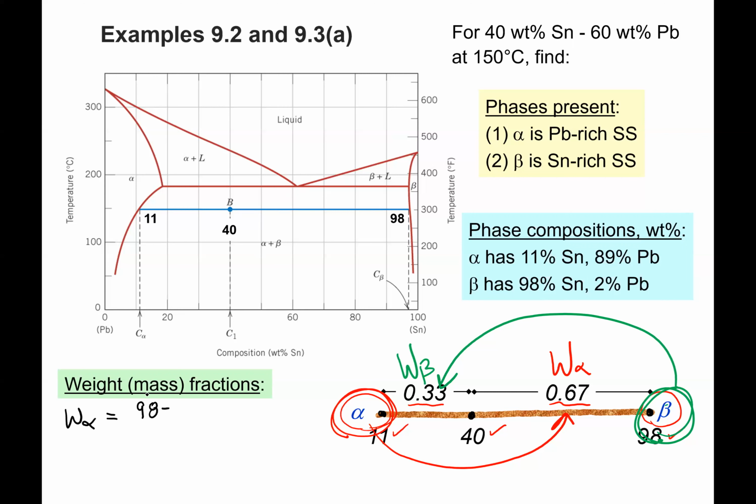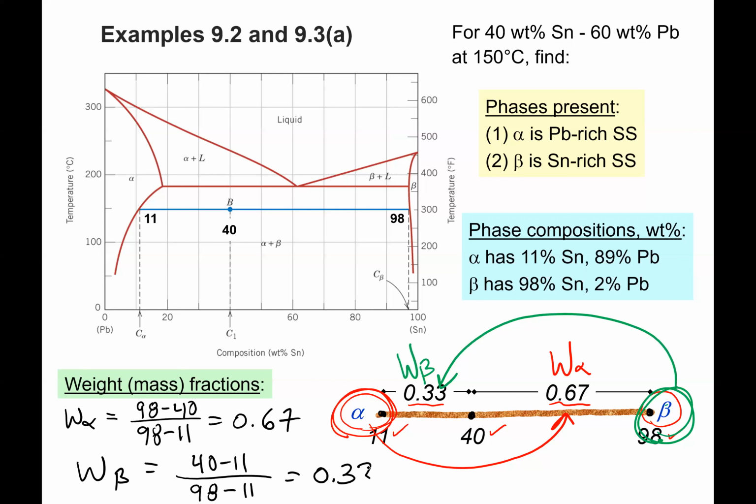I can eyeball them, and they look like they're about 1/3 to 2/3. That's kind of my check. But then I've got to go ahead and calculate them. So that right side piece has a length of 98 minus 40, and the total tie line length there is 98 minus 11. That's 0.67. And the fractional amount of beta, which we said is over here on the left side, that length is 40 minus 11. And then again, the total tie line length is 98 minus 11, and that will give me 0.33. So that's how I get it.